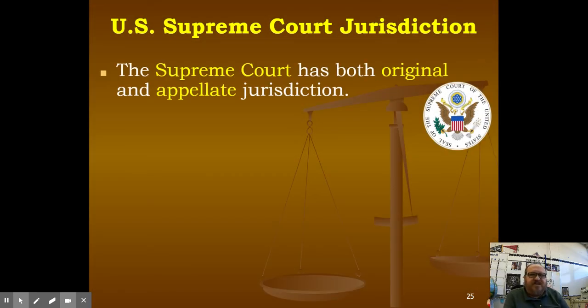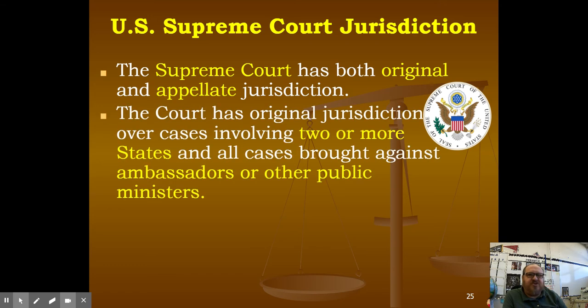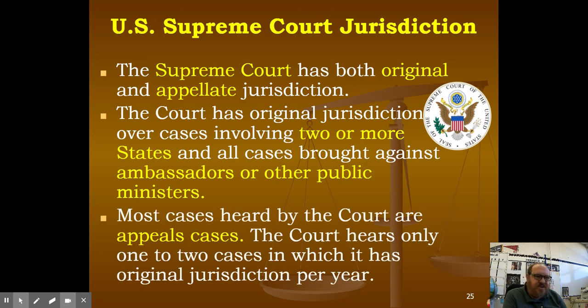Again, the Supreme Court has both original and appellate jurisdiction. Original jurisdiction over any cases involving 2 or more states, and all cases brought against ambassadors or other public ministers, basically officers and employees of the government. Most cases heard by the court are appeals cases, the grand majority of them, but the court hears only 1 to 2 cases in which it has original jurisdiction per year.